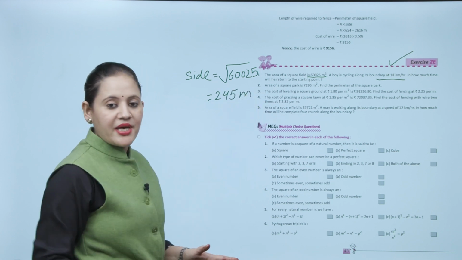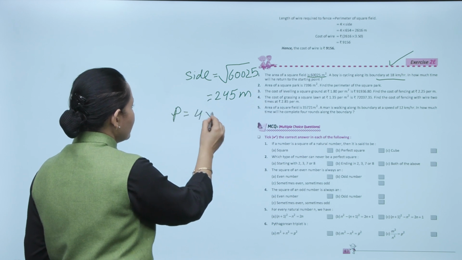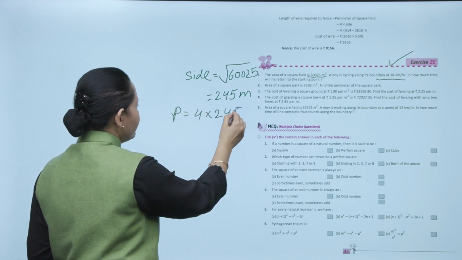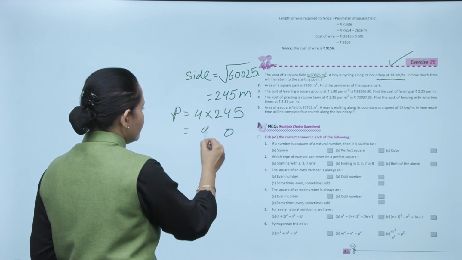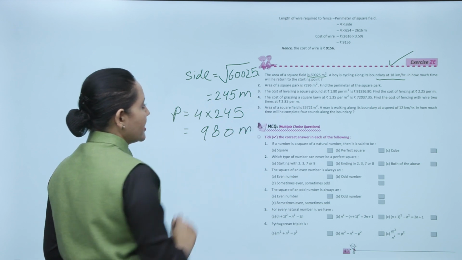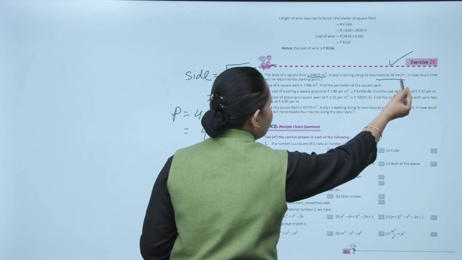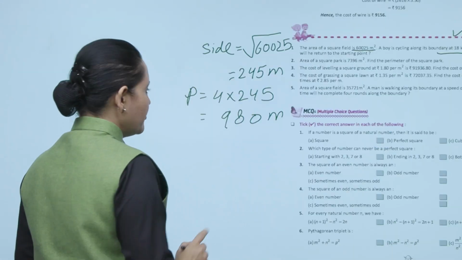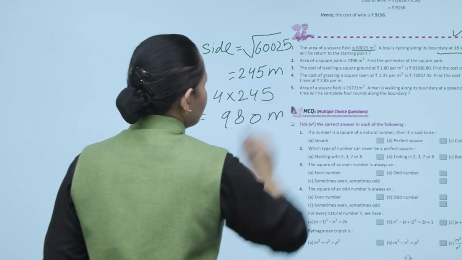Now we have to find the perimeter. Perimeter equals 4 into side, that is 4 into 245, 980 meter. Now the boy is cycling along the boundary at 18 km per hour, meaning in 1 hour 18 km. How much time will he take to return to the point?